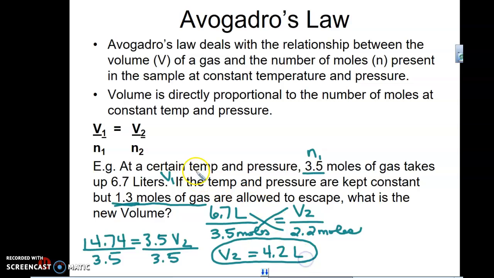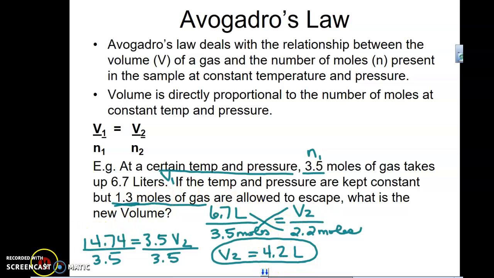So we had 6.7 liters when we had it contained 3.5 moles. We allowed 1.3 moles to escape, leaving us with only 2.2 moles. So in order to have temperature and pressure constant, we would have to lower the volume. And so that's Avogadro's law.